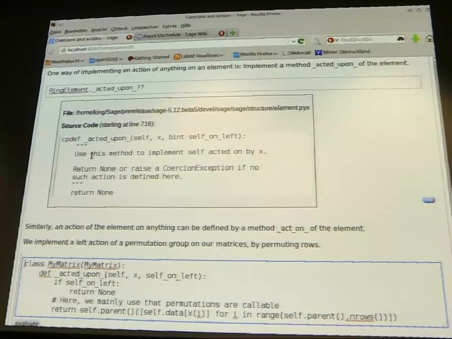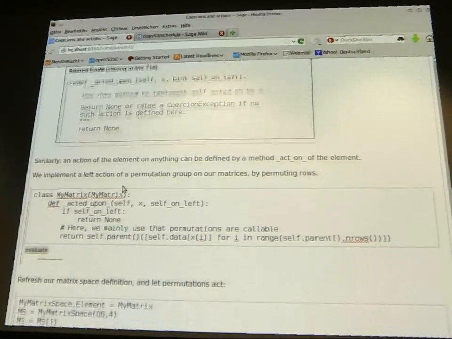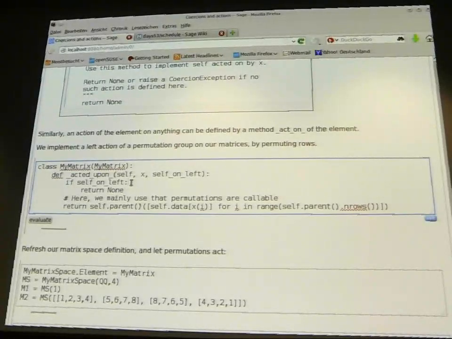Use this method to implement self acted on by some other element. Return None or raise a coercion exception if no such action is defined. So the default is that there is no action defined. But we can define it. So what would be a good example? I chose the following example. We have a permutation, and we want a permutation multiplied with our matrix to simply return a matrix with permuted rows. So this makes sense for permutations. So this shall happen here.